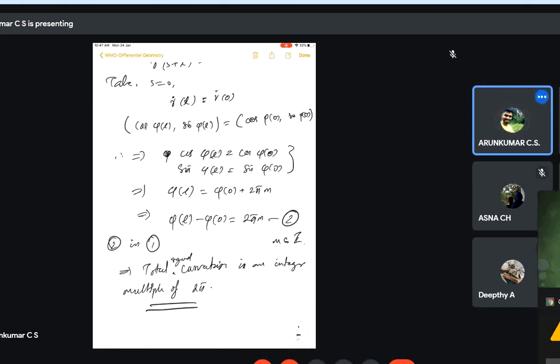Okay, now we have this interesting theorem which characterizes, which determines curves by its signed curvature.